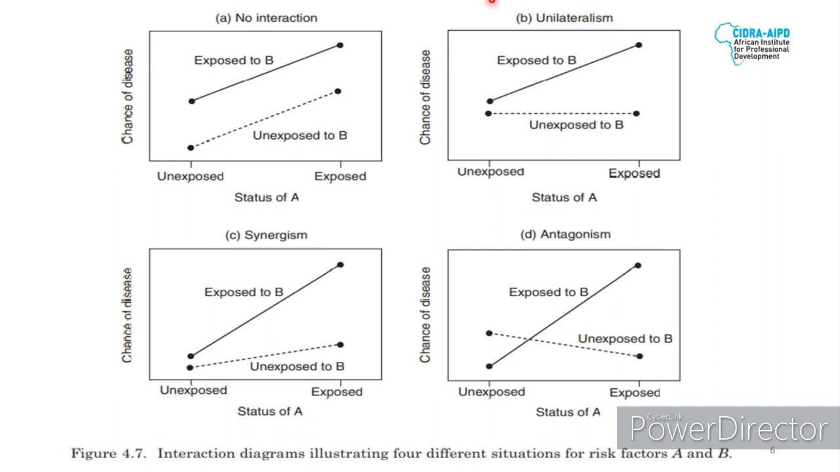And the first diagram shows a lack of interaction. It does not mean that the chance of disease, however measured after exposure to A, is the same regardless of the exposure status to B. When the chance of disease is measured by risk, this would be the situation of statistical independence. Hence, it would appear as a single line, like we can see here, rather than the parallel lines for no interaction. Lack of interaction means that the comparative chance is constant.